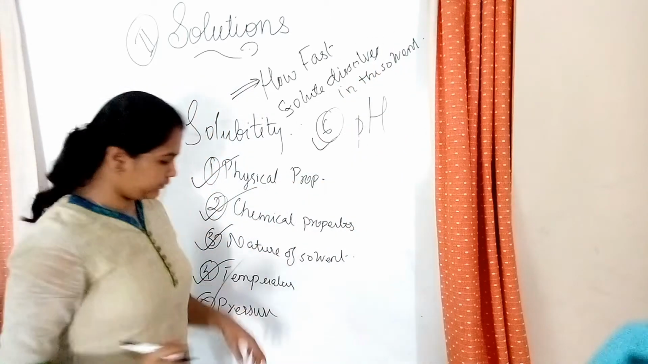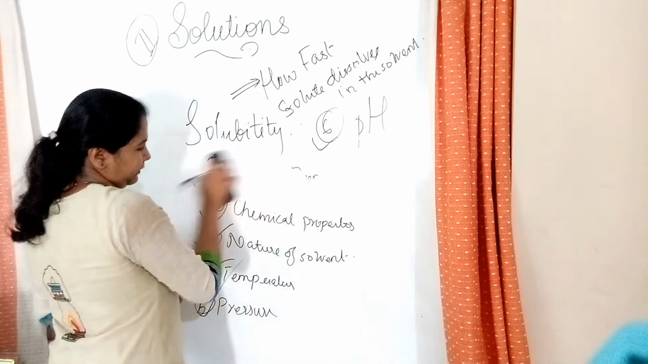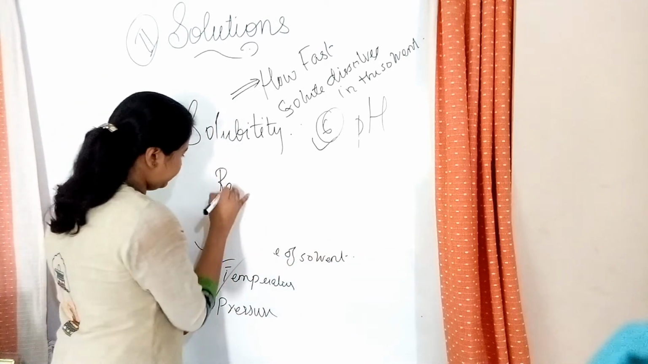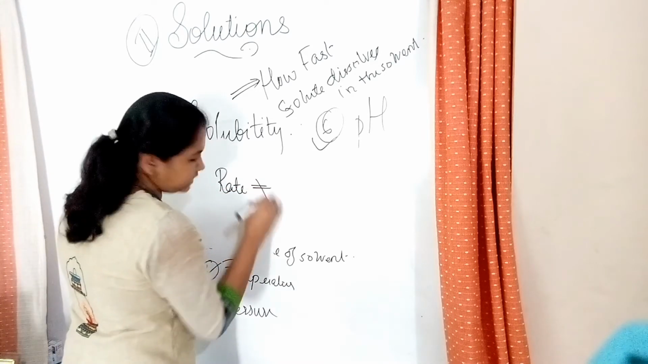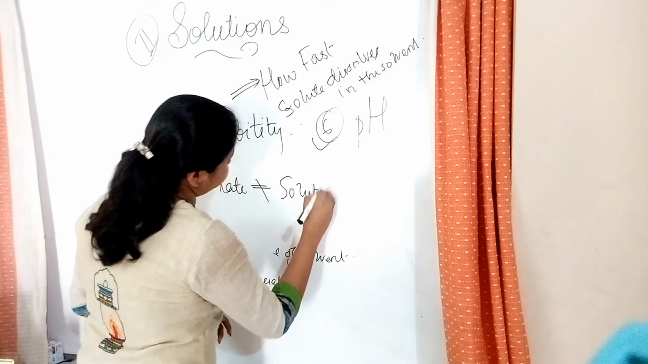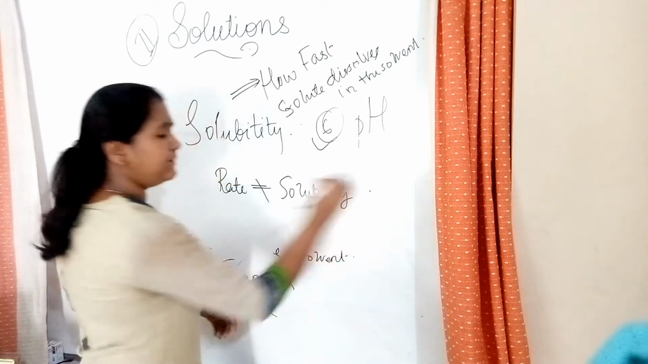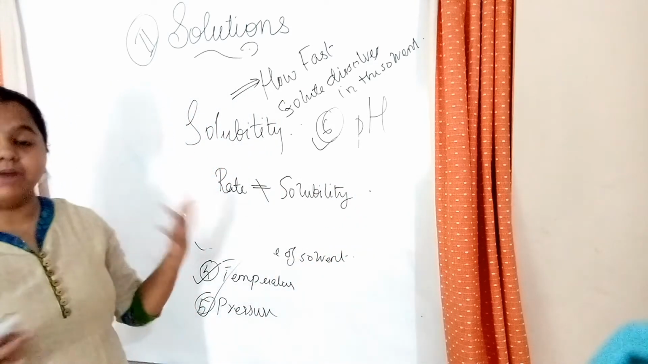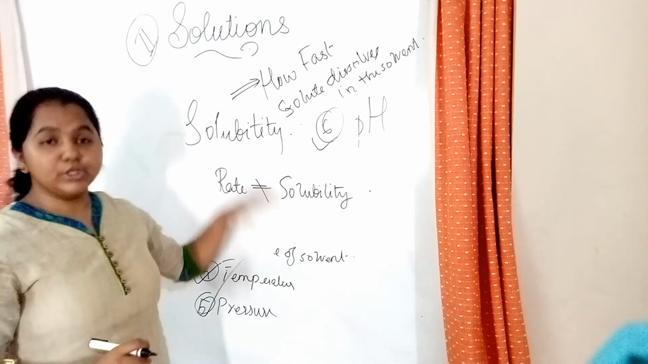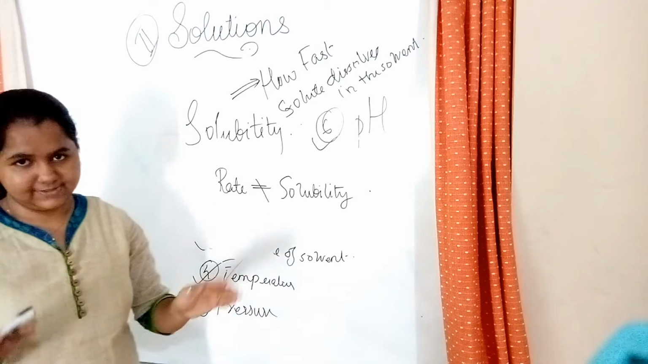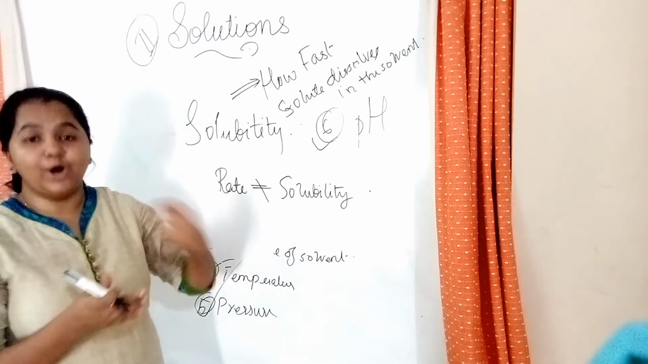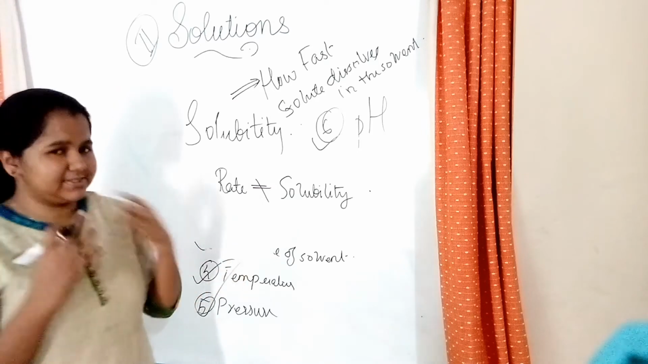So I told you what, I'll write the properties. Rate of solution is not equal to solubility. I told you many people think solvation is the amount or the maximum capacity to dissolve, and solubility also has a misconception, that the ability to dissolve is called solubility. That is a misconception also.